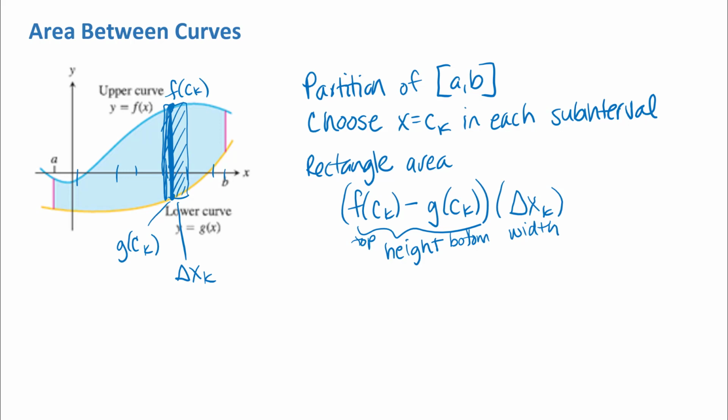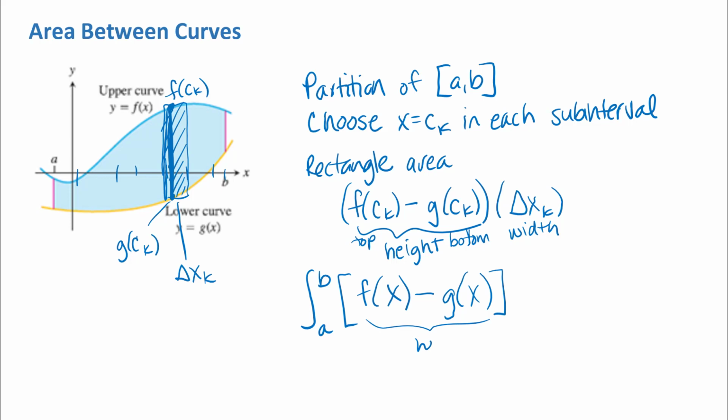Okay, so that represents height times width of one rectangle, and we can do that for all the rectangles in our partition. We can add them all up. We can take the limit as the norm of that partition approaches 0. And when we do that, that's how we define a definite integral. And so we're going to have f of x, that's our top function, minus g of x, that's our bottom function. That part represents a true height of rectangles, and then times dx, which corresponds to our delta x.